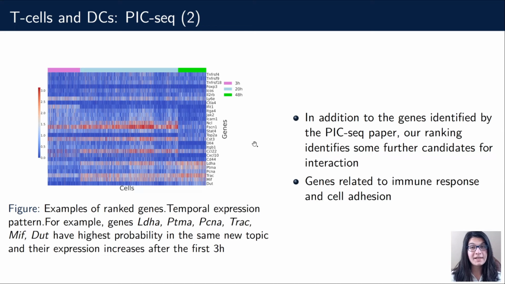Some of the genes we identify are related to immune response, but we also note some genes that are adhesion molecules. This is another evidence of physical interaction between the cells. We also note that some of our new topics are potentially capturing a temporal pattern, as their expression increases after the 3rd time point. Examples can be seen on the heat map.